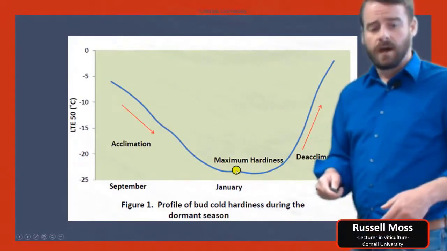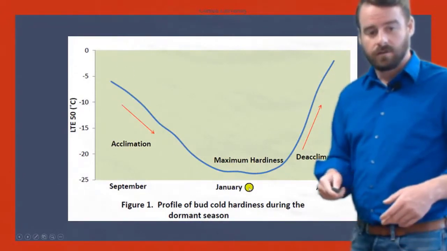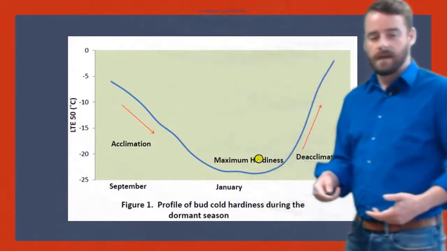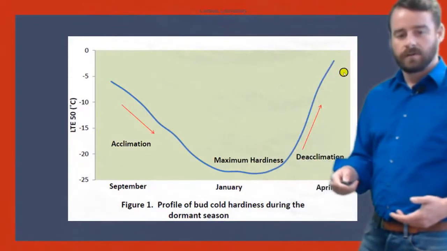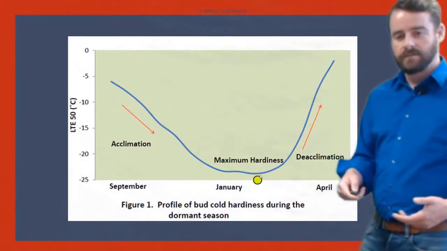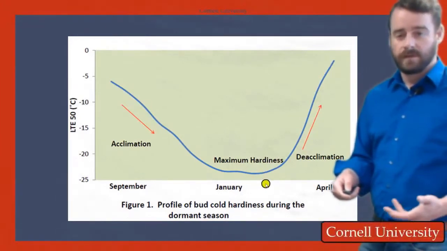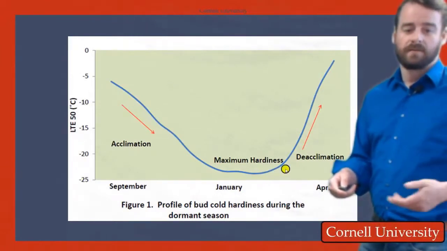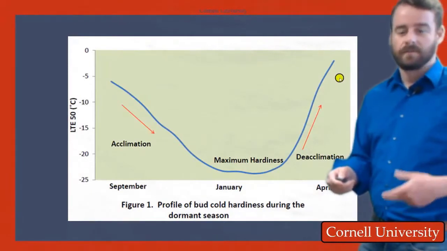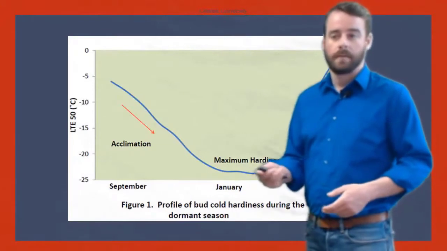This is what's called endodormancy, when the vine just brings itself into dormancy. And then this is called ecodormancy or deacclimation, where the only thing keeping the vine dormant is the temperature. Once temperatures start to warm up, metabolism resumes, and the vine comes out of dormancy, deacclimates, and becomes more sensitive to cold.